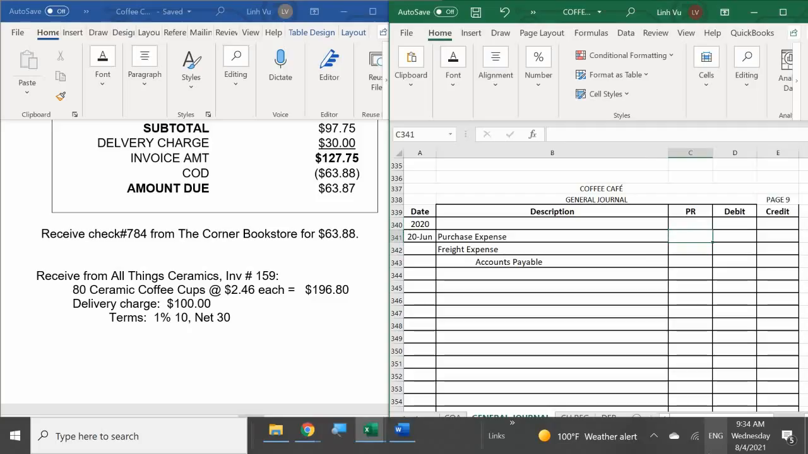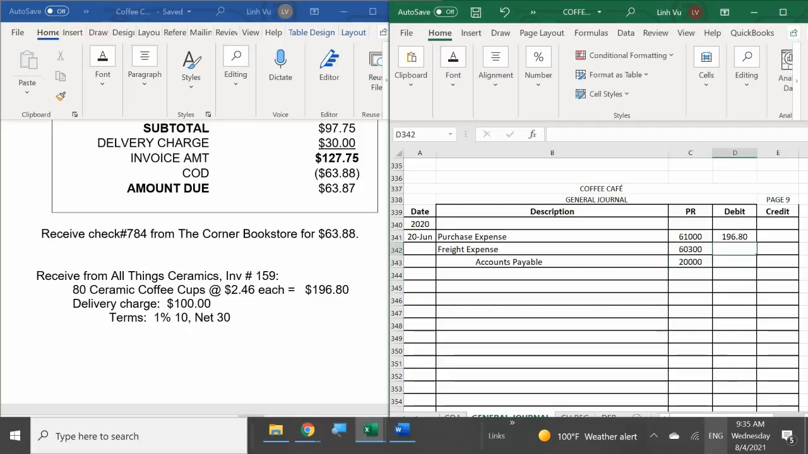All right, what's my purchase expense amount? 196.80. That's right. And actually here the account number is 61,000. And what's my freight account? 6,300. Good. And then accounts payable should be 20,000.